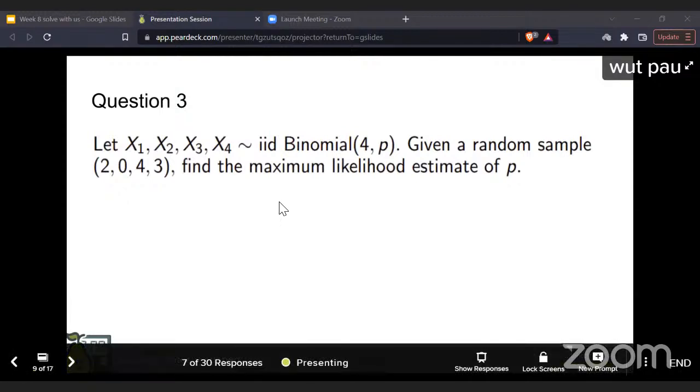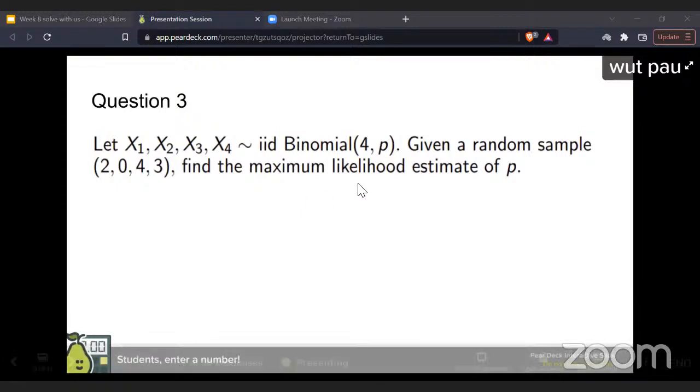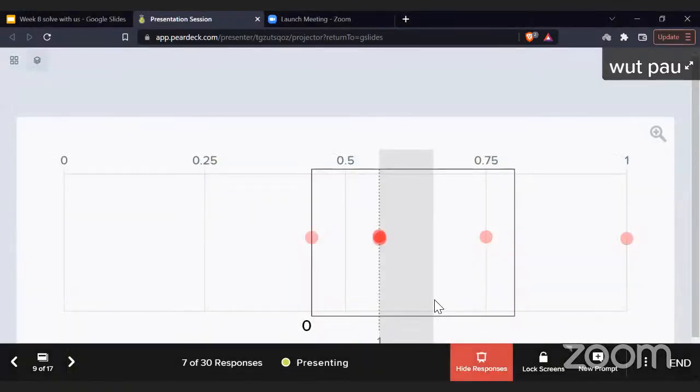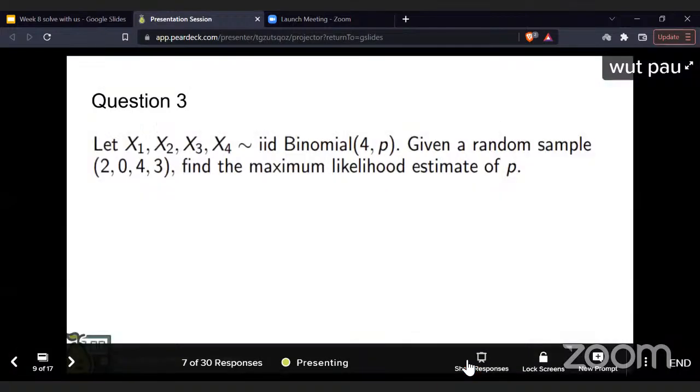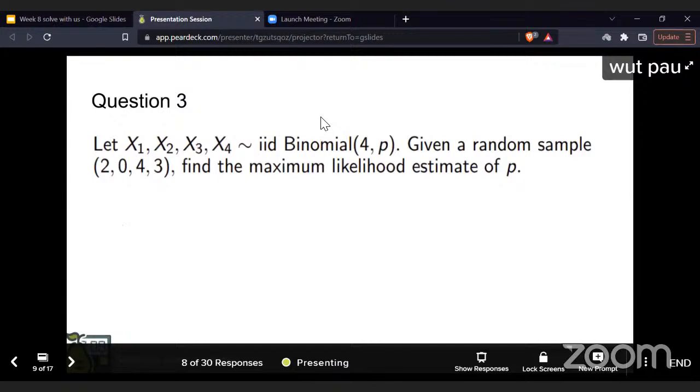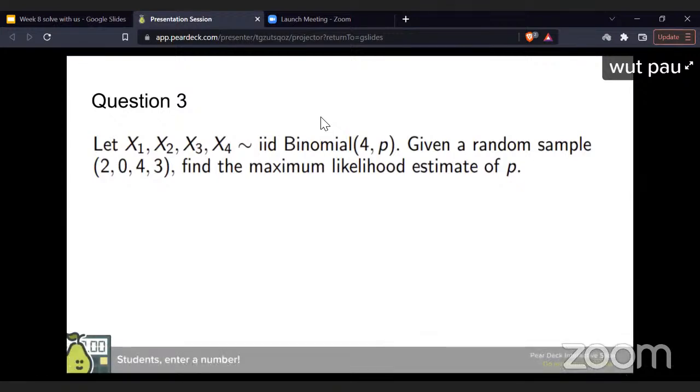This question is very similar to what we have solved previously, and the process is the same. Let's look at the responses first. Most of you got p to be 1. Here we are doing the same thing: we have to find the maximum likelihood estimate of p.